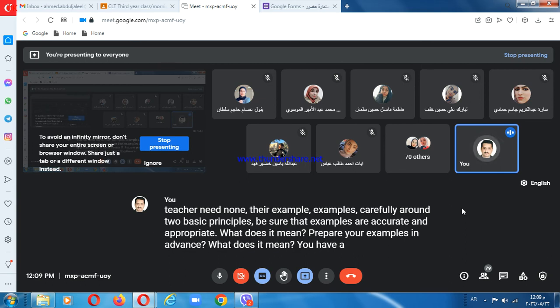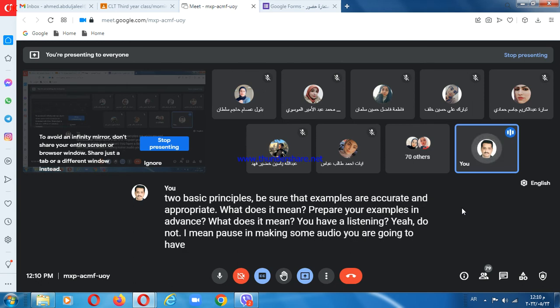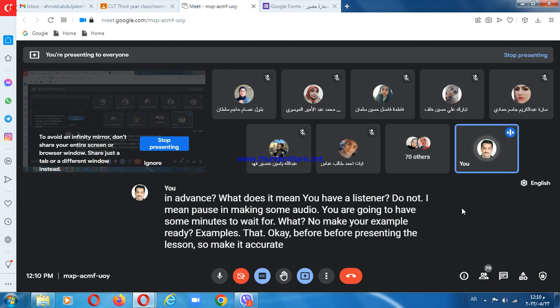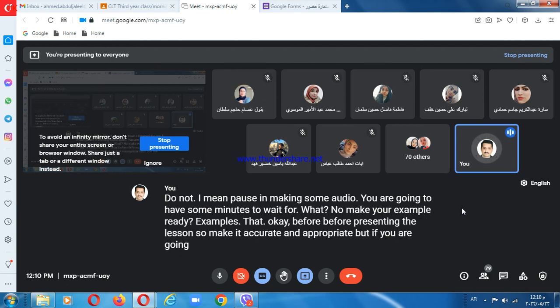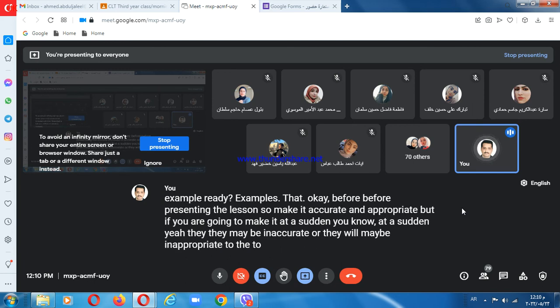Do not pause in making them, or you are going to have some minutes to wait for what examples to give. No, make your examples ready before presenting the lesson. So make them accurate and appropriate. But if you are going to make them all of a sudden, they may be inaccurate, or they may be inappropriate to the situation that you have in the class.